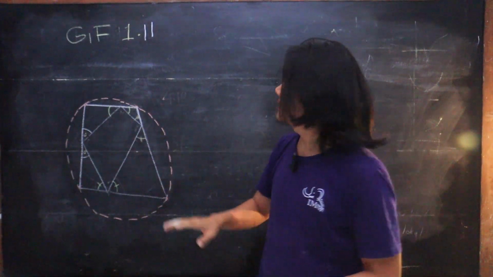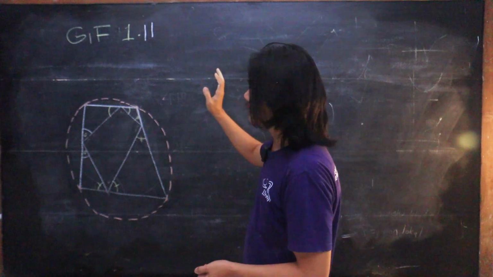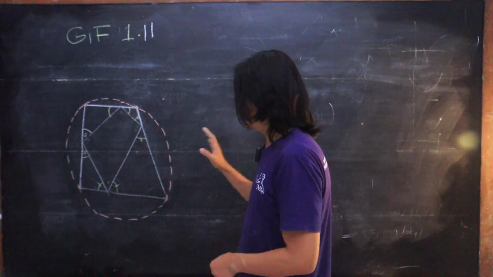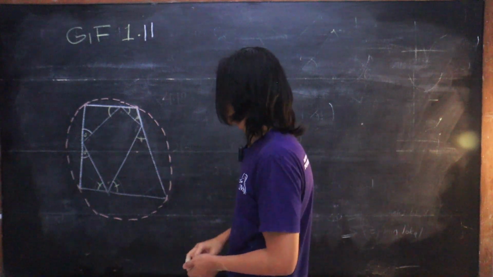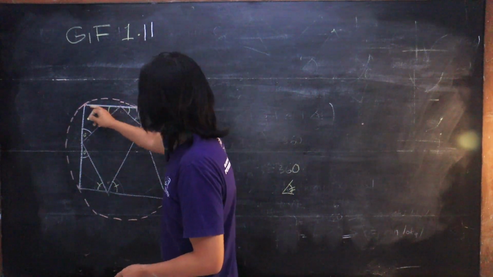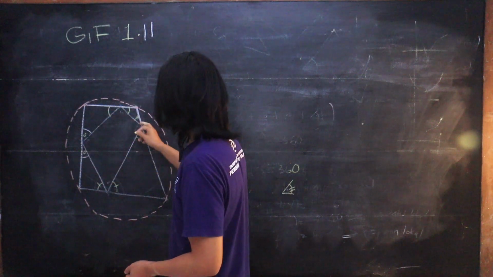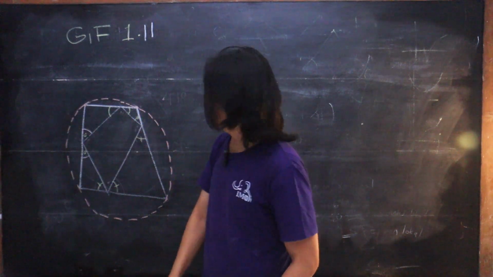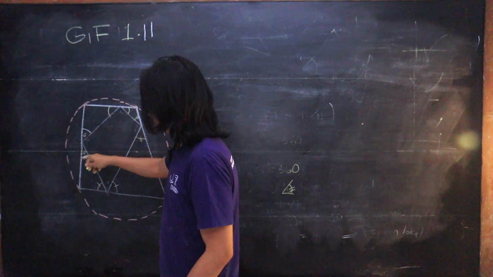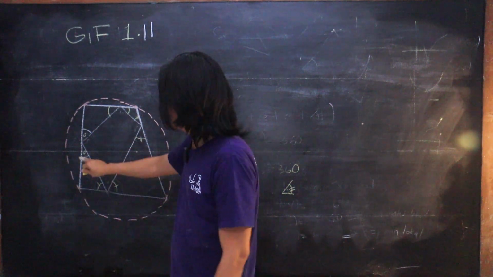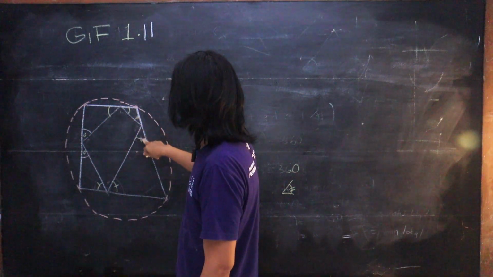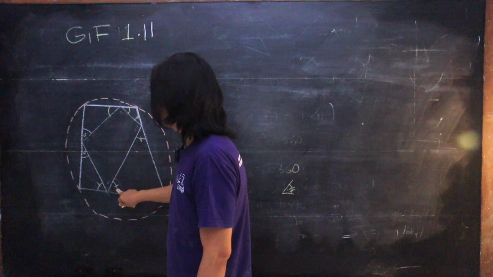Let us continue with GIF 1.11. For those of you who want to give it a try, first let me explain the diagram. So we have a quadrilateral, and then there is a smaller quadrilateral inside, such that angles of the same marking are of the same measure. So these two angles are equal, that one is equal as well, these two are equal, these two as well.